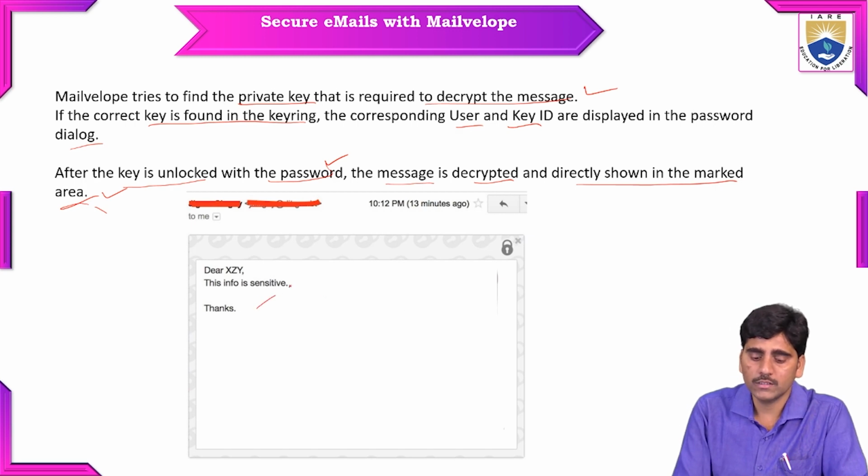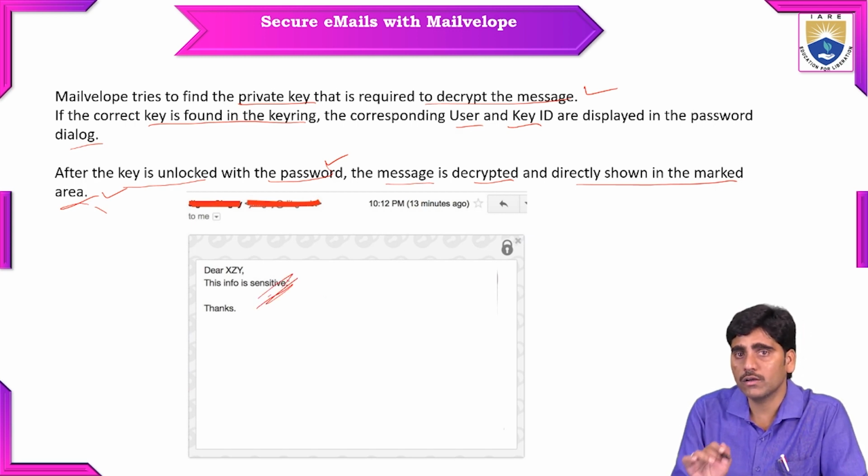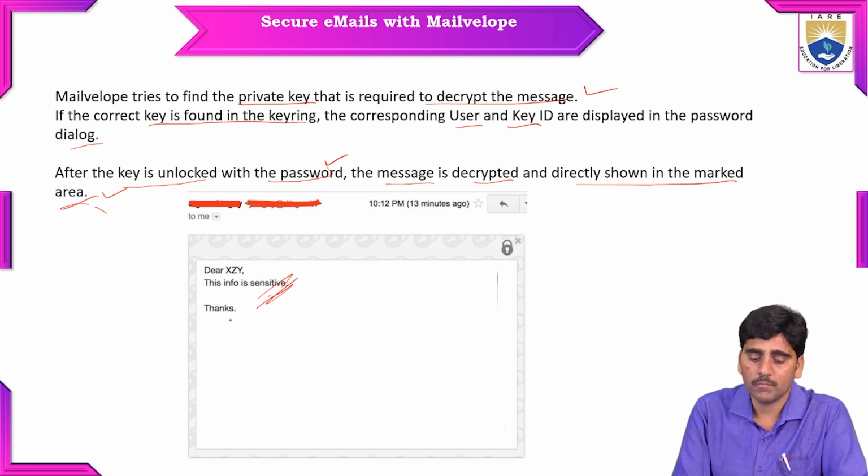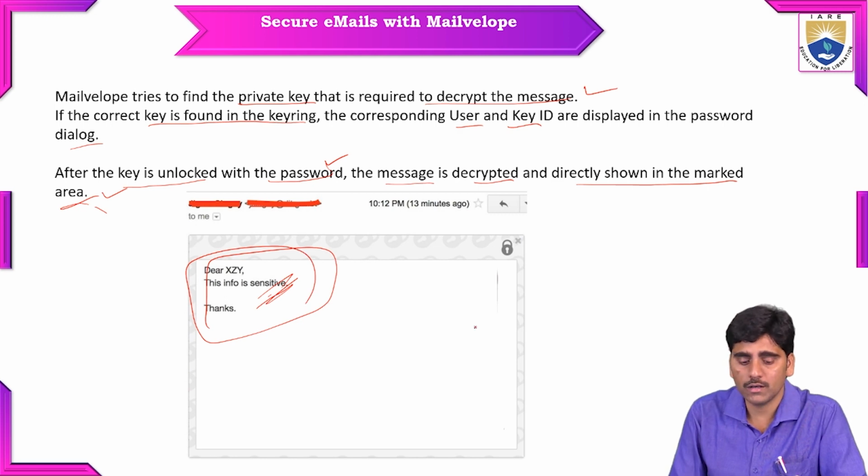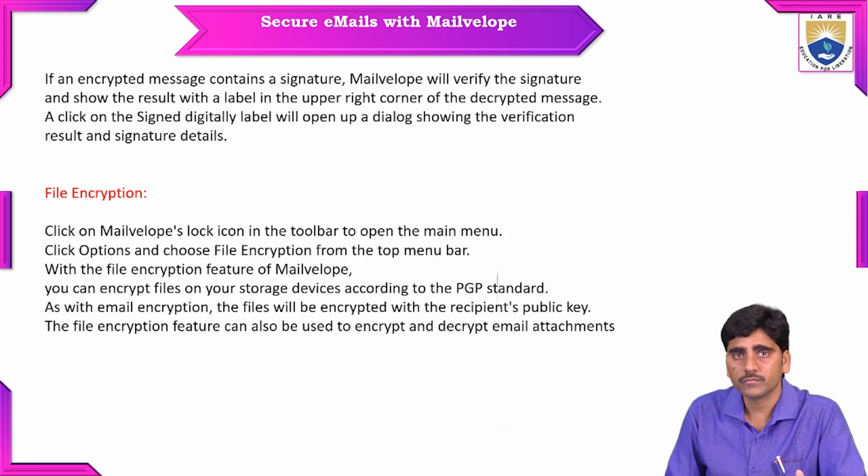So this is the message. After giving that decrypting key, the mail is going to display the message like this. The message contents are going to be like this. So this is the way of maintaining encryption and decryption of these keys.